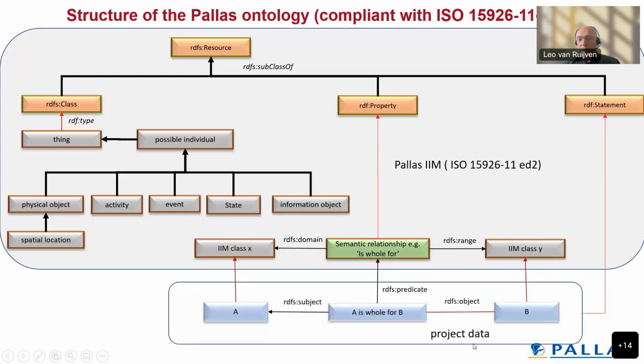And then we start to instantiate this ontology on the project. So, for instance, this is an instantiation of that relationship. A is a whole for B, pointing to the relationship and pointing out that A and B are instances of the corresponding class in the upper ontology.